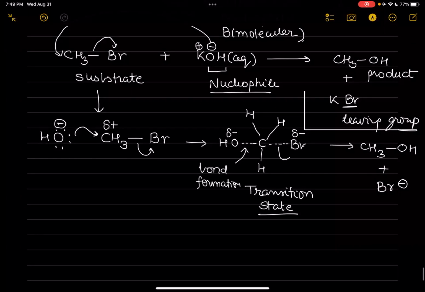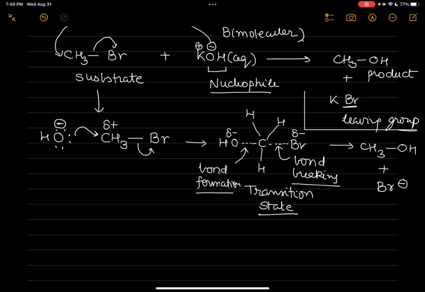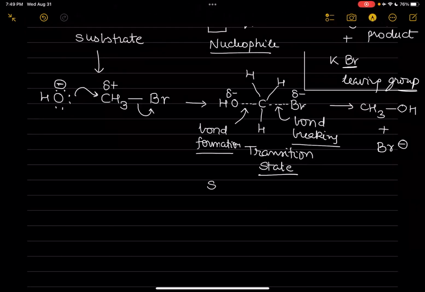This electron pair through which the Br was bonded, the Br is trying to take away the electron pair and get out. So this is bond breaking. Is it clear? Bond formation and bond breaking both take place simultaneously in an SN2 reaction. That's why the 2 means bimolecular, meaning 2 molecules are involved in it. Is it clear, Imad? Yes, sir. So you can write simultaneous bond breaking and forming.